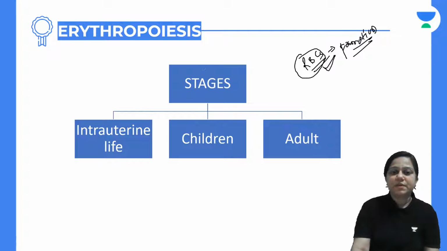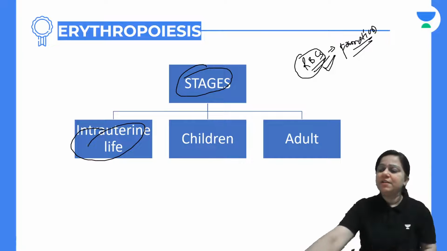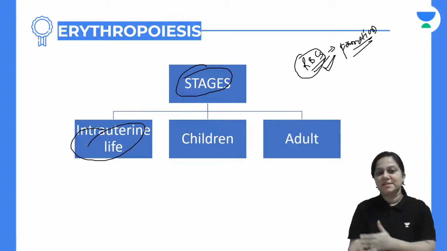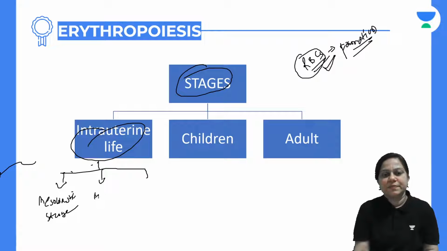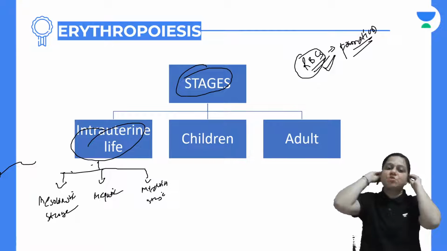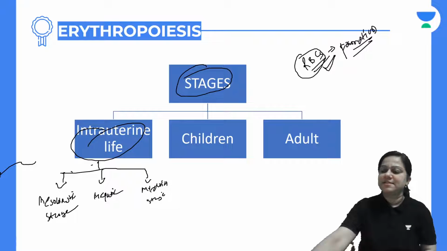During the intrauterine life, there are three different stages: mesoblastic stage, then hepatic stage, and myeloid stage.